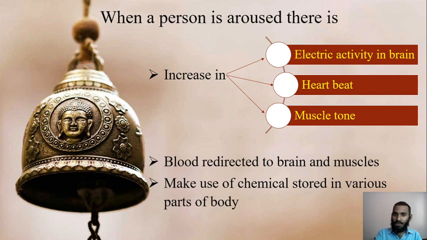So how to identify whether a person is aroused or not: when a person is aroused, there will be an increase in electrical activity in the brain, heartbeat and muscle tone. The reason is that when a person is aroused, blood flow is redirected towards the brain and muscles. That is why there is an increase in heartbeat and muscle tone. And when we are aroused, our body makes use of the chemicals stored in various parts of the body.